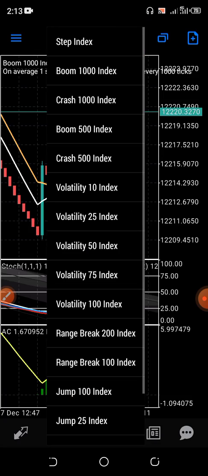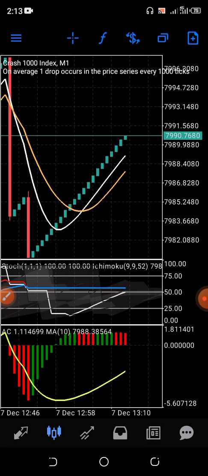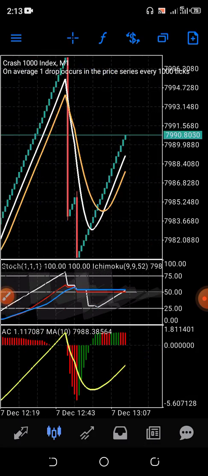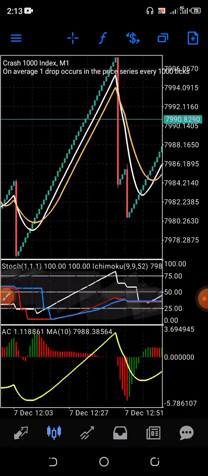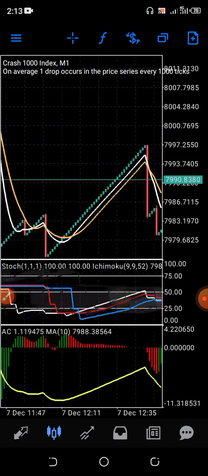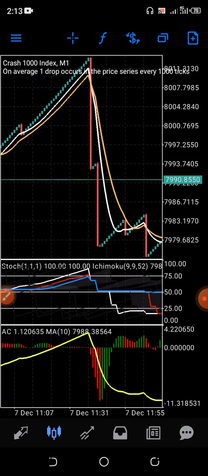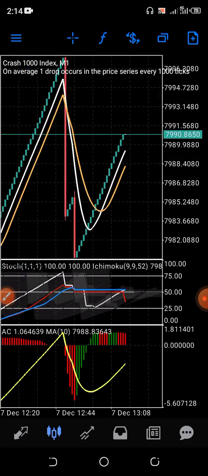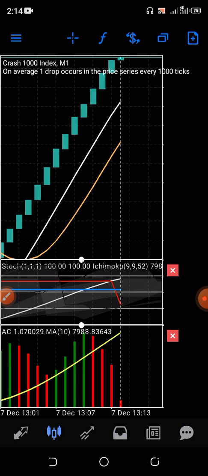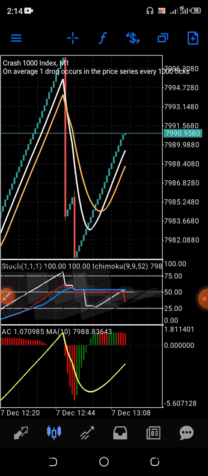Now let's check Crash 1000. Now see what I'm telling you here. Now, how do you know whether you should enter the market? Now you trace back like this. If you trace back, you will see, if you want to be doing scalping in this form, it's not that it has crossed, and for that reason you are now free to enter the market. No, please be careful.